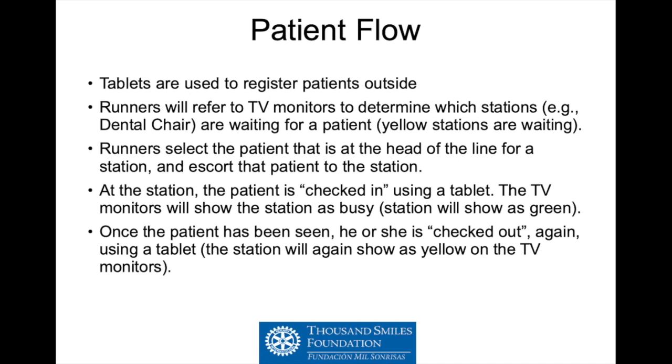Runners will refer to the TV monitors to determine which stations are waiting for a patient. Runners will select the patient that is at the head of the line for the station and escort that patient to the station. At the station, the patient is checked in using a tablet. The TV monitors will show the station is busy once that's done. Once the patient has been seen, he or she will be checked out. Again, this will be done using the tablet, and once the patient's checked out, the station will show itself as being yellow on the TV monitors.